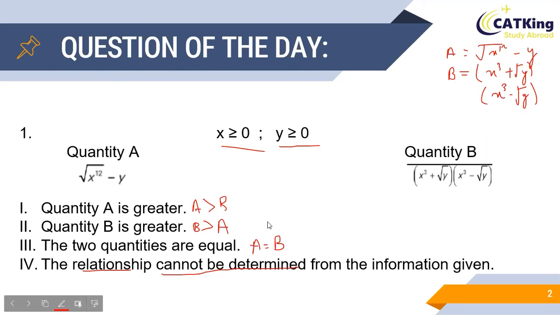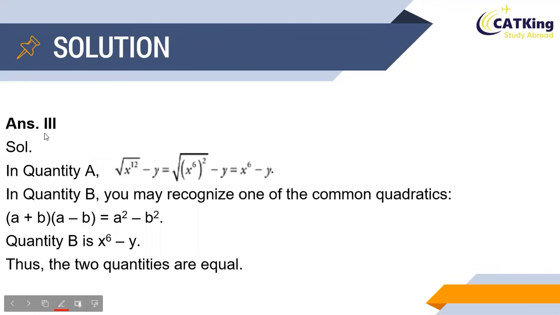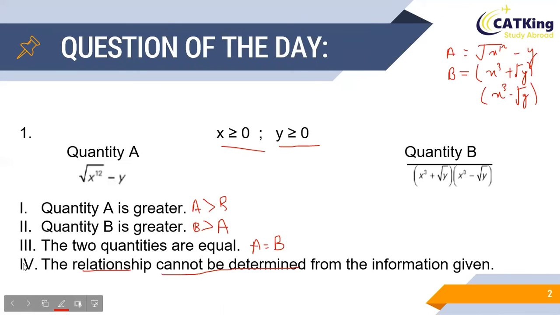Before we move on, I would request all of you to pause this video and try to solve this question on your own. In case you couldn't do it, do not lose hope, since I'm here to help you out. Before we move on to the detailed solution, let us take a quick glance at the correct answer. As you can see, the correct answer is option 3. That is, the two quantities are equal. Now let us see how we arrived at this particular answer.